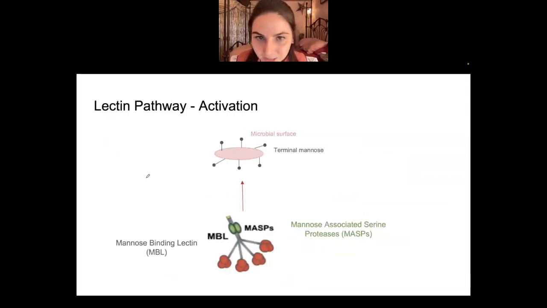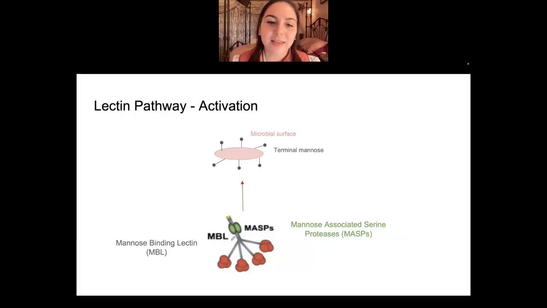So the lectin pathway, like I mentioned, a microbial surface is going to have these mannoses on it that can be recognized by mannose binding lectin or MBL, which is also one of those acute phase reactants. And mannose binding lectin has MASPs on its surface, which stand for mannose associated serine proteases. I just like telling you guys what all these names are, so you're not left wondering what these things are. But this is the functional part of MBL. MBL, again, also looks like a bouquet of daffodils.